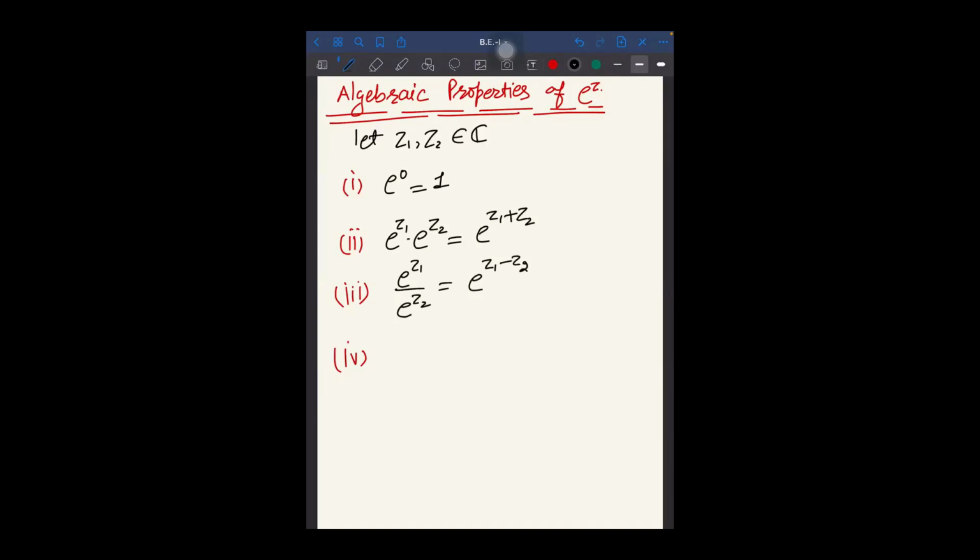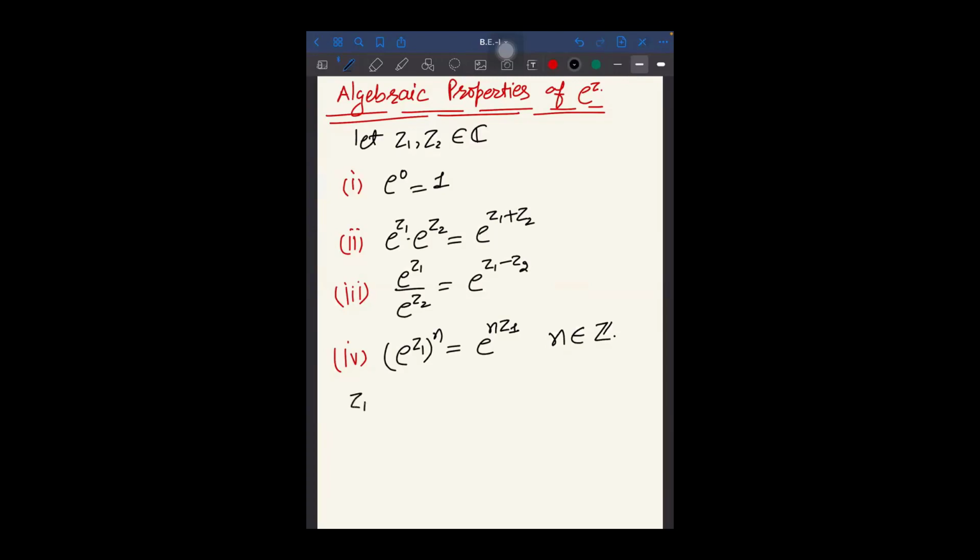And if you have e^{z1} raised to the power n, then it will also be written as e^{n z1} for all n belonging to the integers. Right? Are you with me on this? Yes, sir. You can prove those properties if you want to. Let's say I'll prove one of them, and you can then easily prove the others.